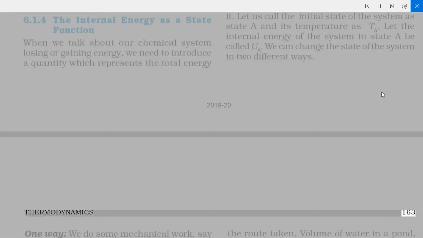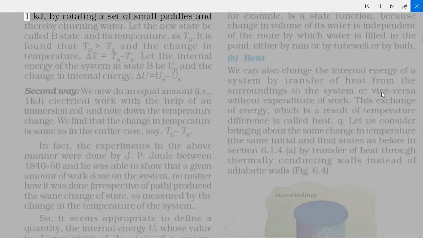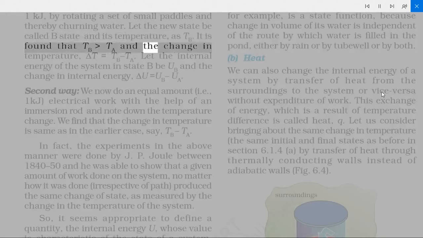One way. We do some mechanical work, say 1 kJ, by rotating a set of small paddles and thereby churning water. Let the new state be called state B and its temperature as TB. It is found that TB > TA and the change in temperature, ΔT, is equal to TB − TA. Let the internal energy of the system in state B be UB and the change in internal energy, ΔU, is equal to UB − UA.